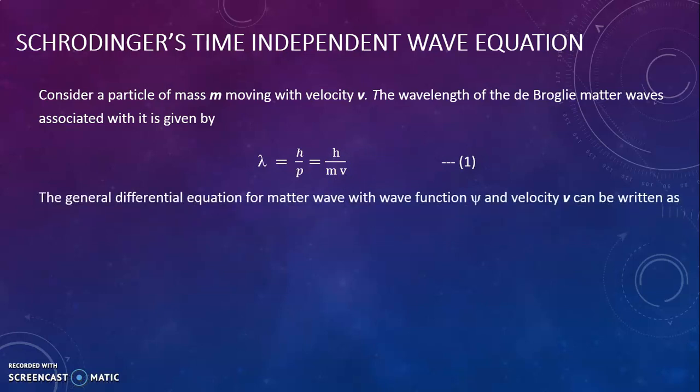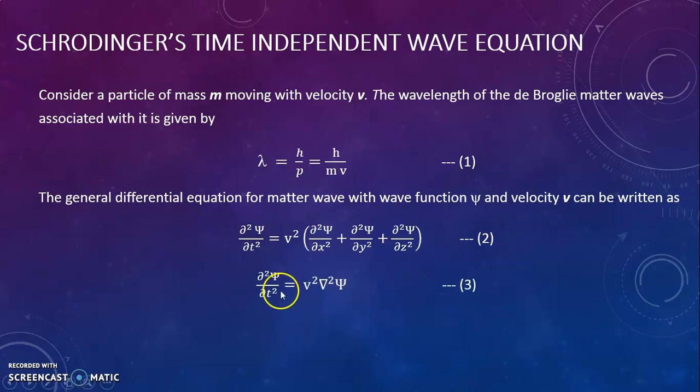The general differential equation for matter wave with wave function psi and velocity v can be written as dou square psi upon dou t square is equal to v square into the bracket dou square psi upon dou x square plus dou square psi upon dou y square plus dou square psi upon dou z square. Let this be equation number 2.